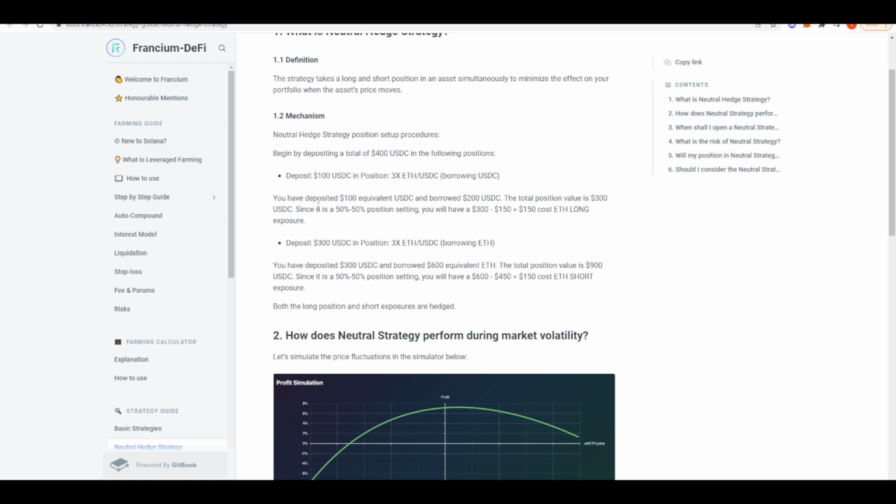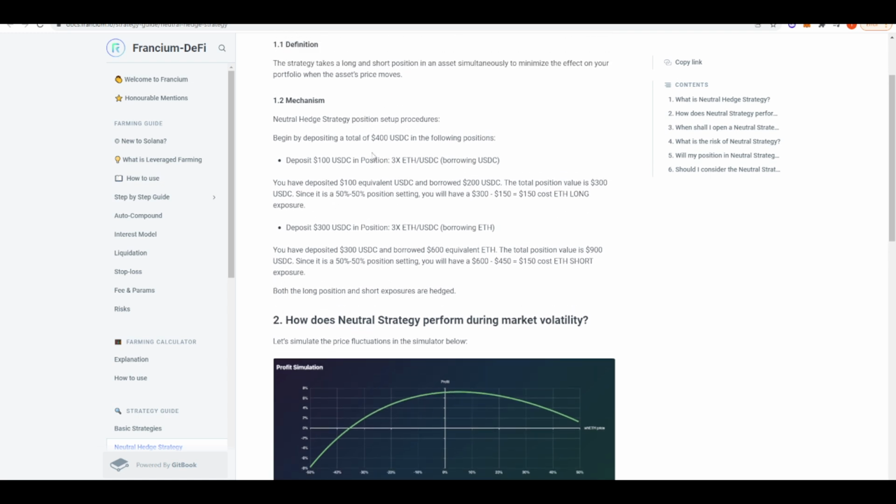Since you're leveraged yield farming, your position needs to be 50-50. So it needs to be 50% worth USDC and 50% ETH. What happens is that $150 of this borrowed USDC is then converted into ETH, and effectively that gives you $150 worth of ETH long exposure.